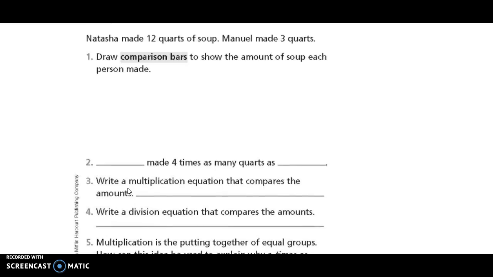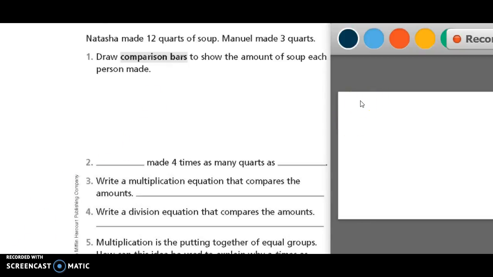So let's try one more right here by ourselves. This one says Natasha made 12 quarts of soup. Manuel made 3 quarts. So we need to draw comparison bars to show the amount of soup each person made. So what we are going to do is we need to make bars. We need to look at our two numbers, which were 12 and 3. So it's saying that she made 12 quarts of soup and he made 3. So we're going to be looking at who made more soup.